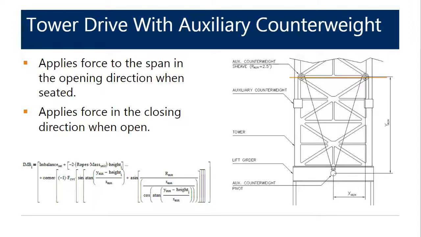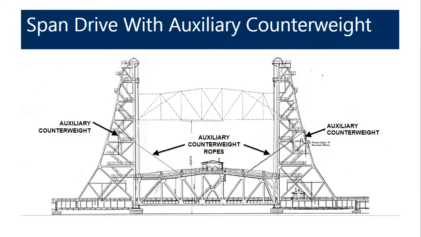Another schematic, just to show a different version of the auxiliary counterweight system, relies on a similar principle as shown in the previous slide. However, the connection point is not at the lift girder. It is actually on about the quarter point of the truss for this span drive vertical lift bridge. And as that auxiliary counterweight rope passes over a horizontal line, the force being applied by the auxiliary counterweight ropes goes from the raising direction to the lowering direction.